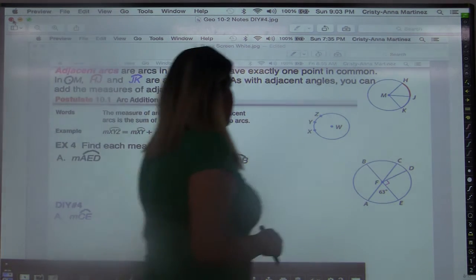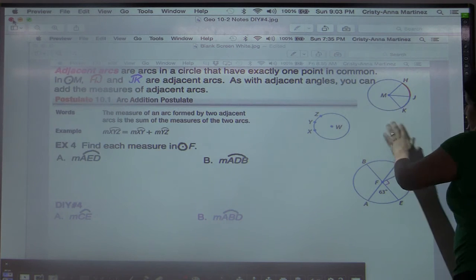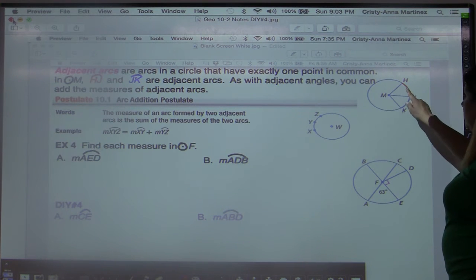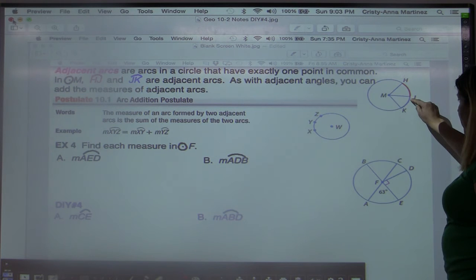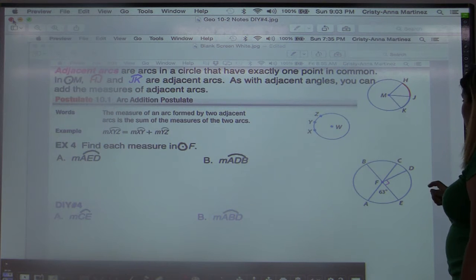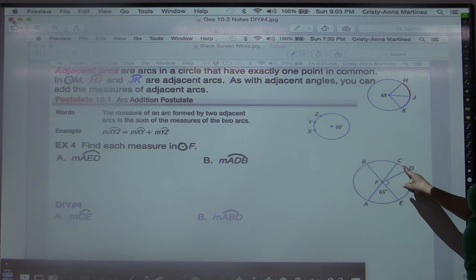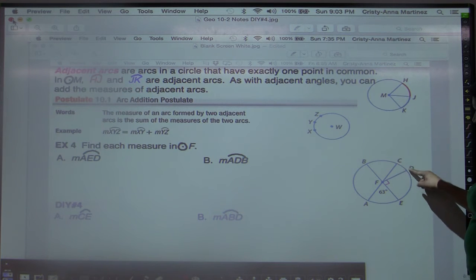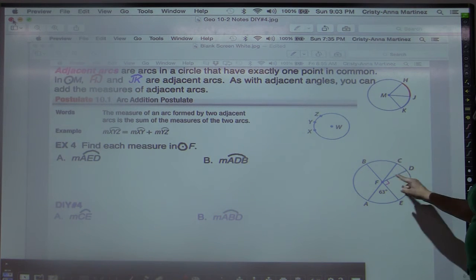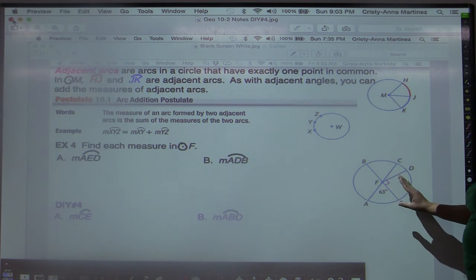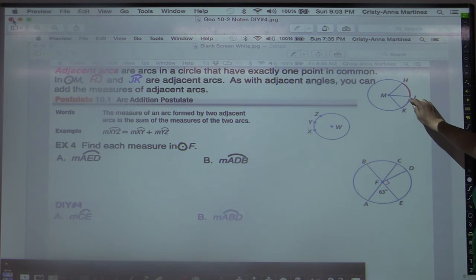So in circle M, just to give you an idea of what's going on, arc HJ, which is right here, and arc JK, which is right here, are adjacent arcs. The point that they have in common is J. They only have J in common. If I'm looking at this one here, if I went from arc BCD and then arc CDE, they would have 2 points in common. So they're overlapping. That is not adjacent arcs. They can only have 1 point in common.